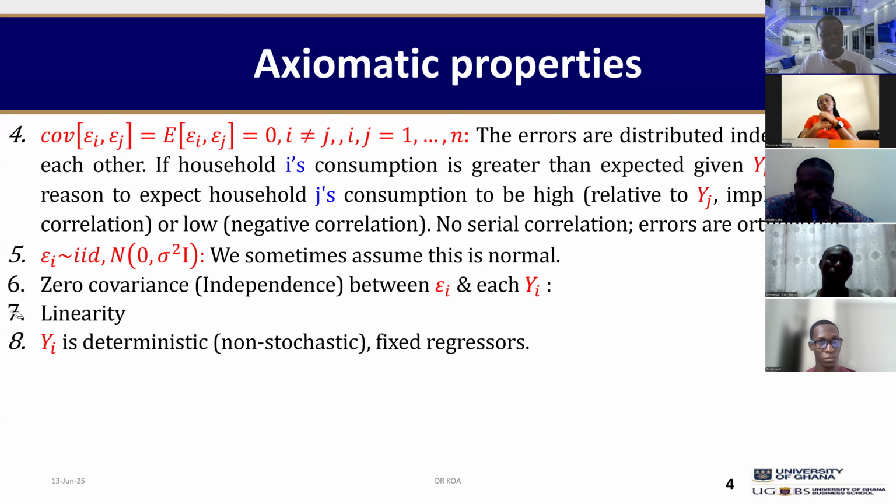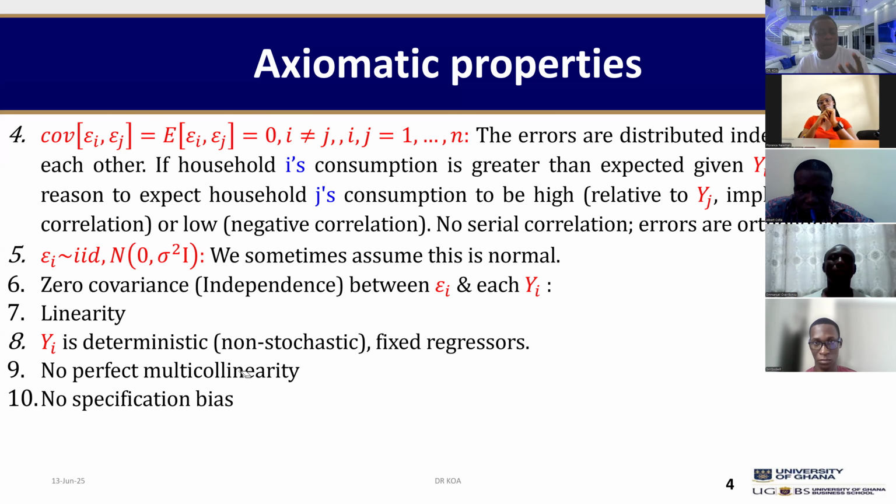The other one is that Y must be deterministic. We know that already. So I've spoken about multicollinearity. We don't want that to be there. Well, you want a bit of multicollinearity to be there. You don't want perfect multicollinearity.